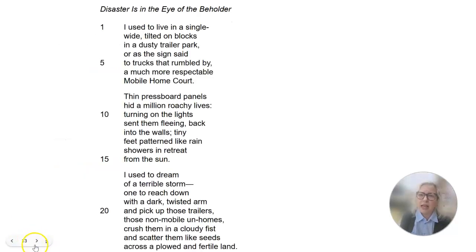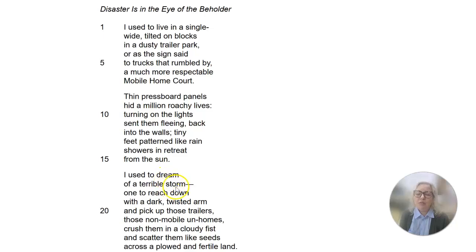Let's take a look at this poem, Disasters in the Eye of the Beholder, and I'll read the whole thing once. I used to live in a single wide, tilted on blocks in a dusty trailer park, or as the sign said to trucks that rumbled by, a much more respectable mobile home court. Thin pressboard panels hid a million roachy lives. Turning on the lights sent them fleeing back into the walls. Tiny feet patterned like rain, showers in retreat from the sun.